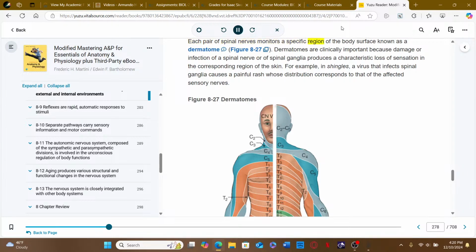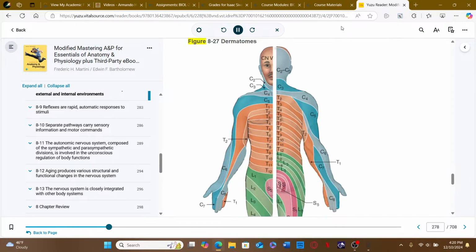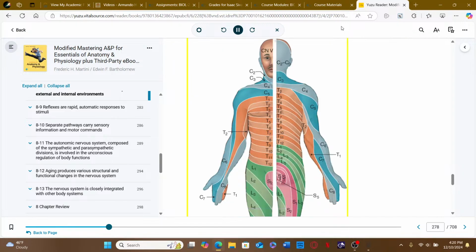Each pair of spinal nerves monitors a specific region of the body surface known as a dermatome. Figure 8-27. Dermatomes are clinically important because damage or infection of a spinal nerve or of spinal ganglia produces a characteristic loss of sensation in the corresponding region of the skin. For example, in shingles, a virus that infects spinal ganglia causes a painful rash whose distribution corresponds to that of the affected sensory nerves. Figure 8-27 Dermatomes.